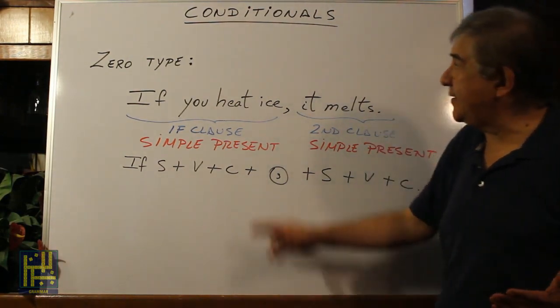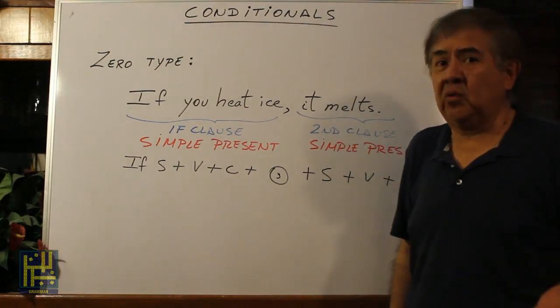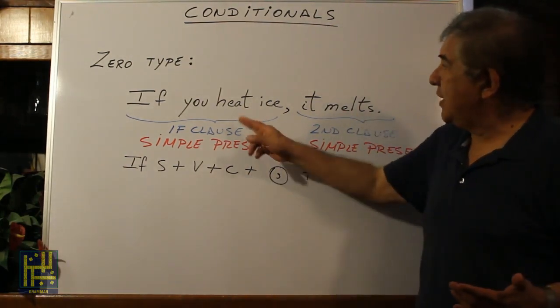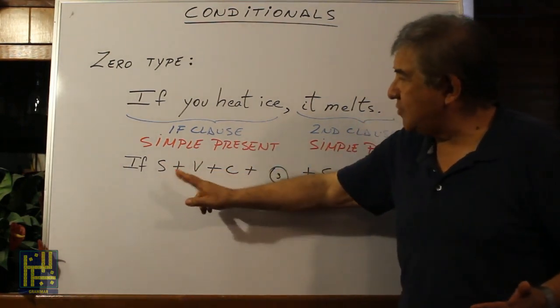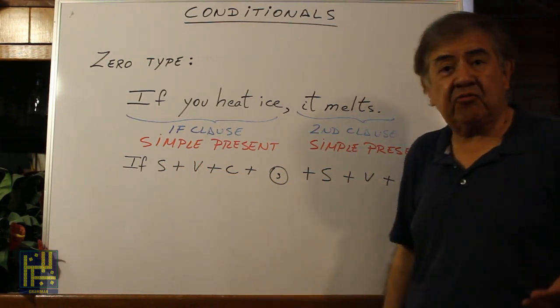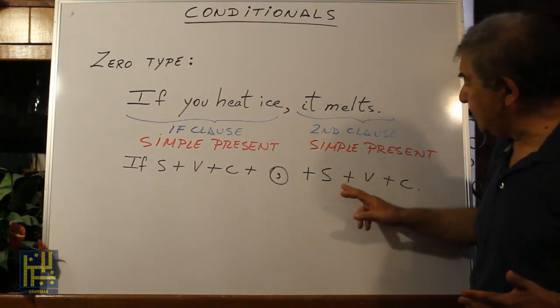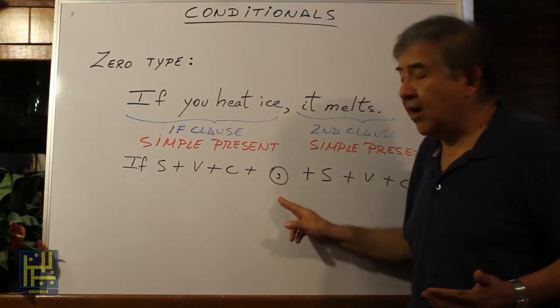In this case, it is obvious. If you heat ice, si calientas el hielo, what will happen? It melts, se derrite. You see? So, if you heat ice, it melts. If, the subject, the verb, and the complement, that is the structure for the simple present tense, with the second clause that is also the subject, the verb, the complement in simple present tense. And don't forget the comma.